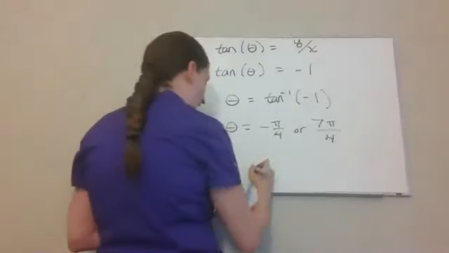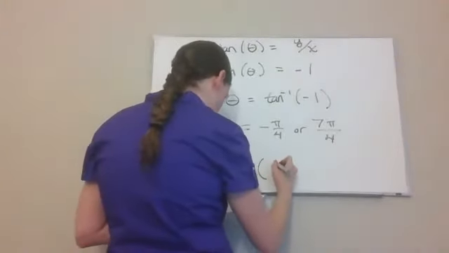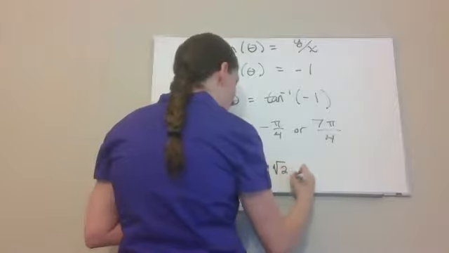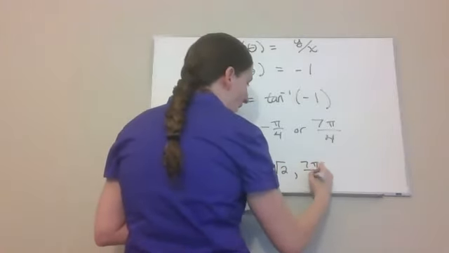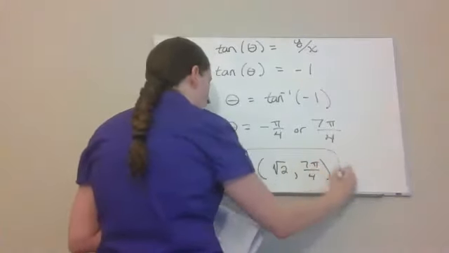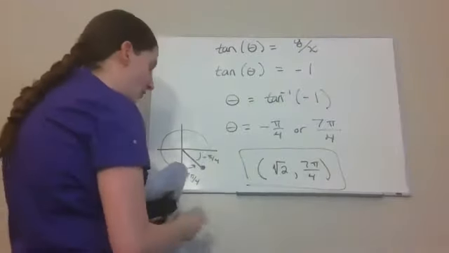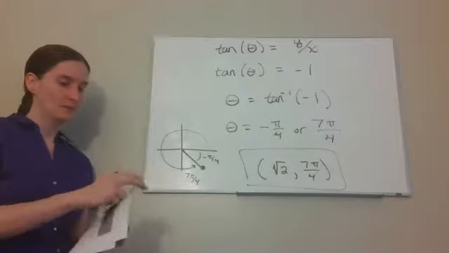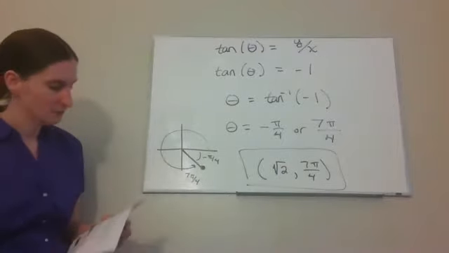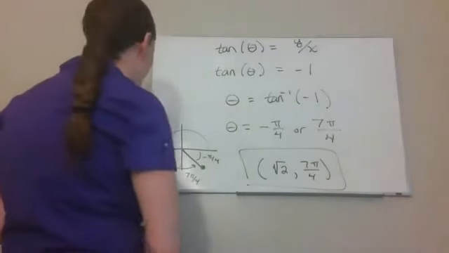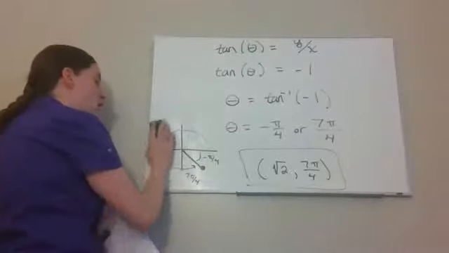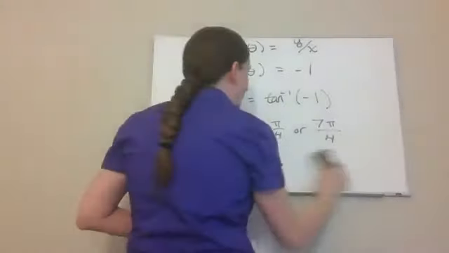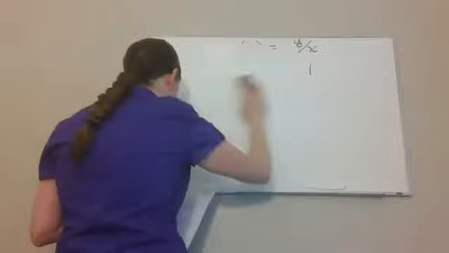So I have polar coordinates √2 and 7π/4 representing that same point that we were given in Cartesian coordinates. All right, so now we get to the really cool stuff, talking about polar curves.